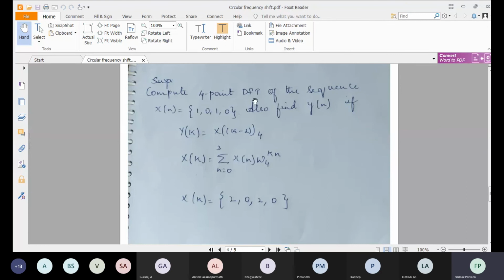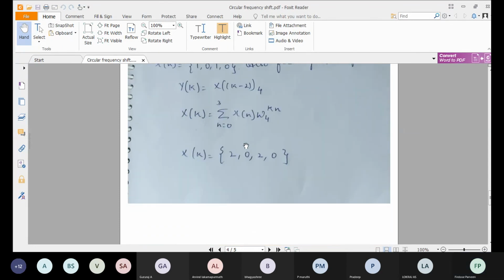Compute the 4-point DFT of the sequence x of n is equal to 1 0 1 0. Also find y of n if y of k is equal to x of k minus 2 mod 4. Using this formula, we know what is x of k. They have told to find out the 4-point DFT, so first find out the 4-point DFT of the given sequence. After finding the DFT, next, also find y of n if y of k is equal to x of k minus 2 mod 4.